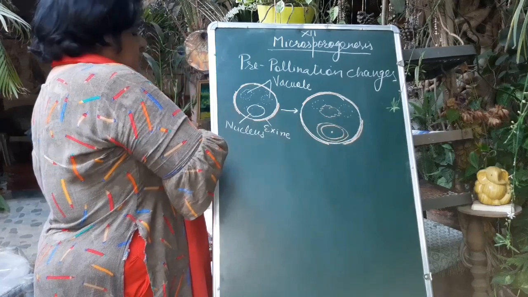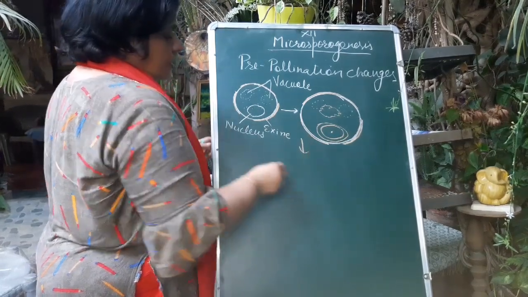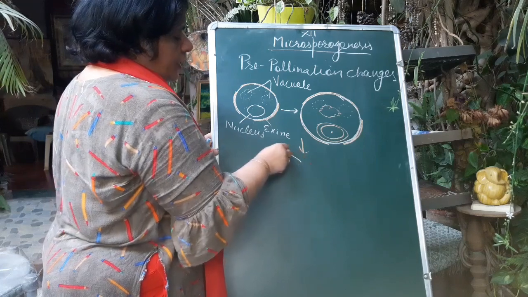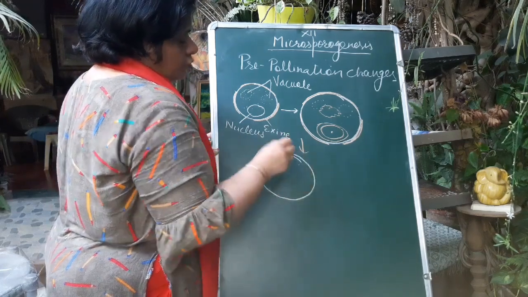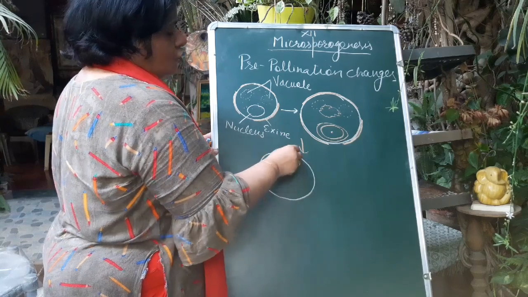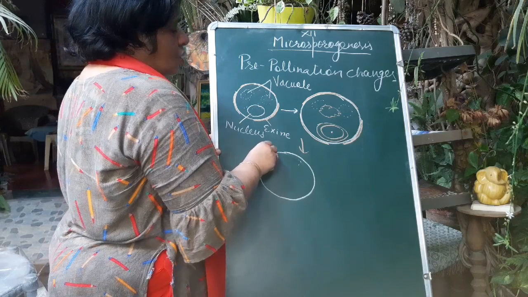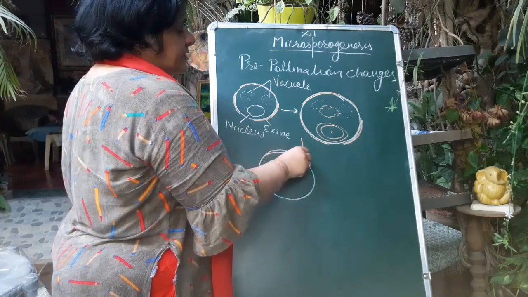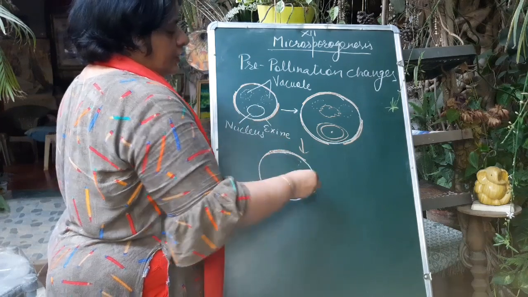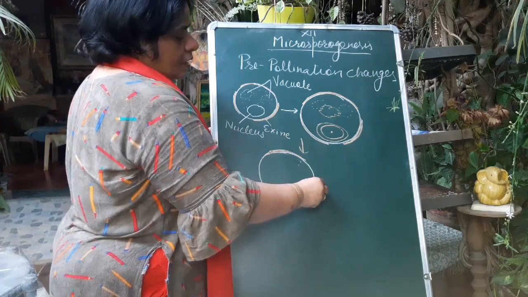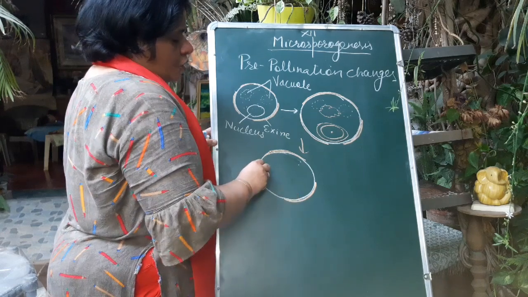Then next is this pollen grain. Then there is the further outer layer exine, that is made up of sporopollenin, which is secreted by tapetum from the ubisch bodies.